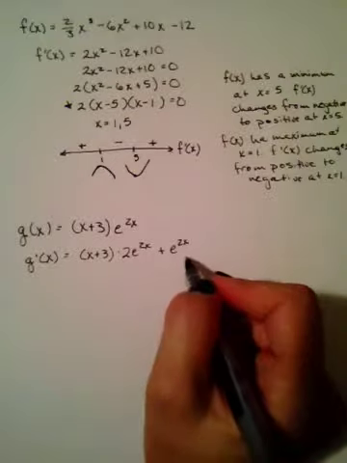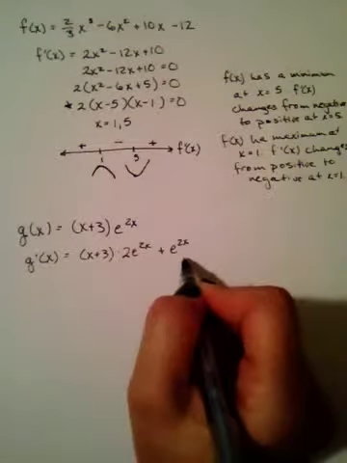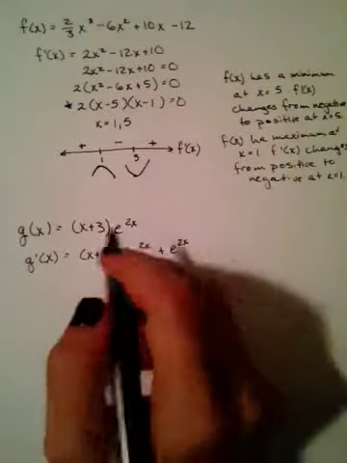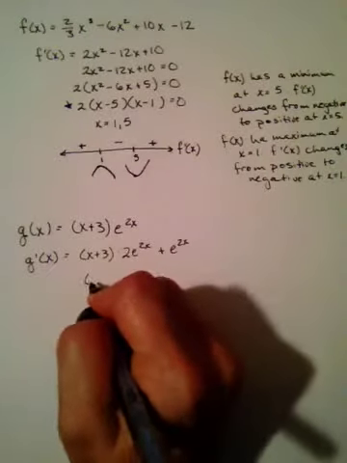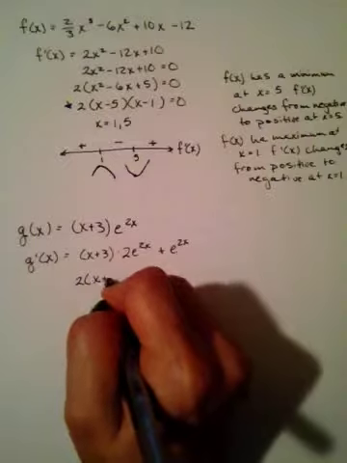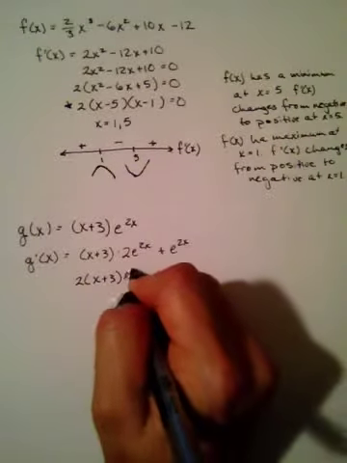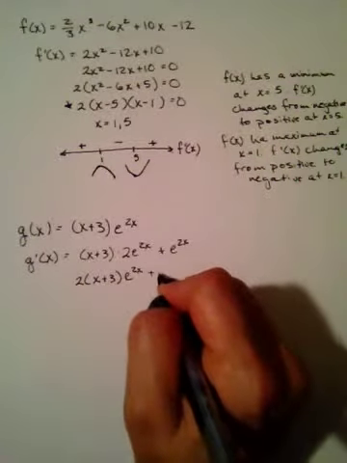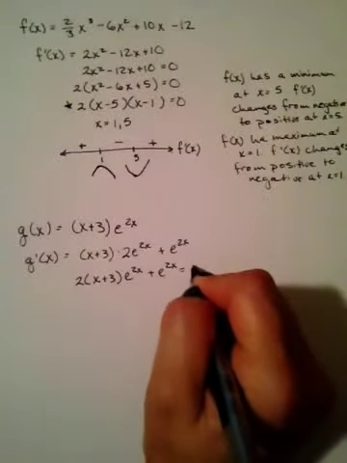Now, if I was again looking for places where this is undefined, I'm not going to find any, but I can certainly set it equal to 0. So I would have, and I'll probably move the 2 up to the front, 2 times x plus 3 times e to the 2x plus another e to the 2x equals 0.